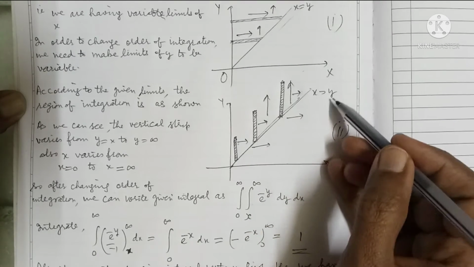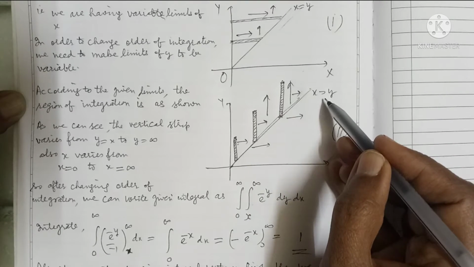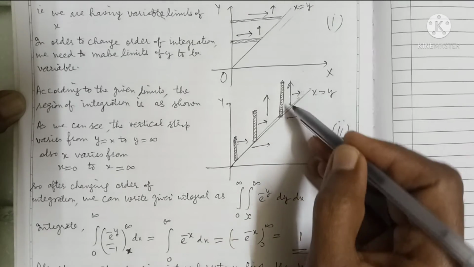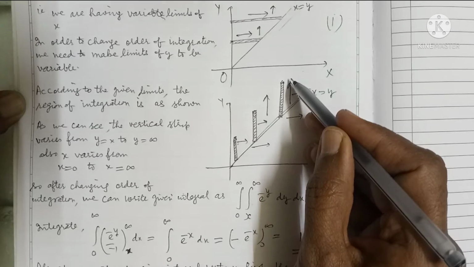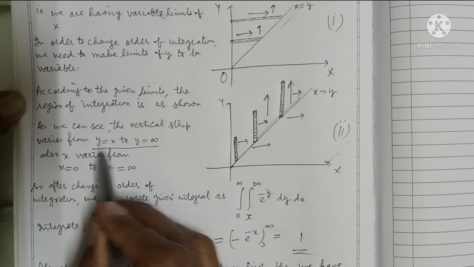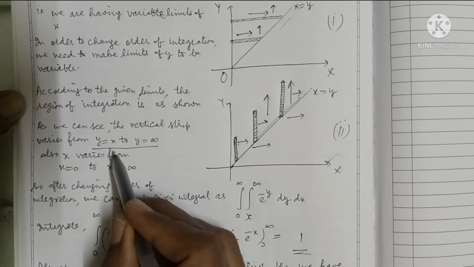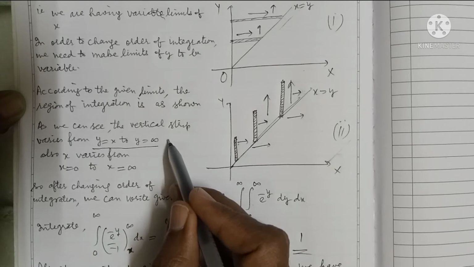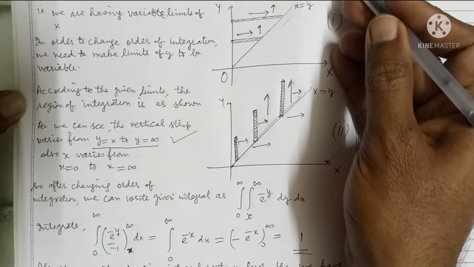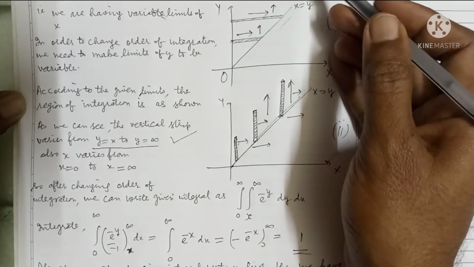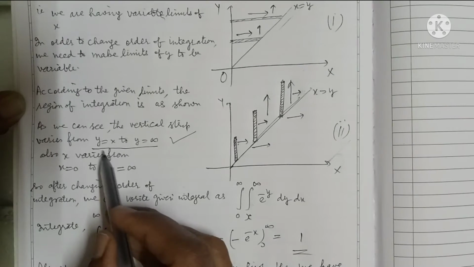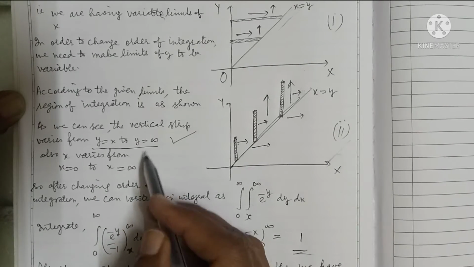So the limits of y become: the lower limit becomes x and the upper limit of y becomes infinity, right? So limits of y vary from x to infinity. So we have limits of y as variable limits. Earlier we had limits of x as variable limits, and now we are changing the order of integration, so we are using the limits of y as variable limits.